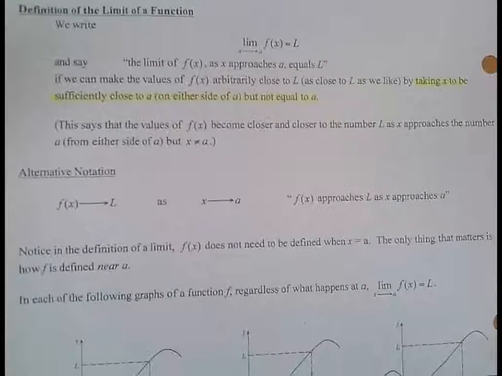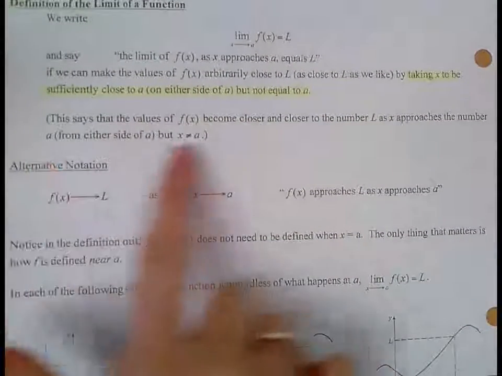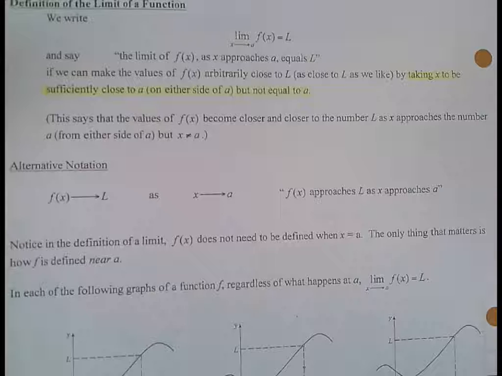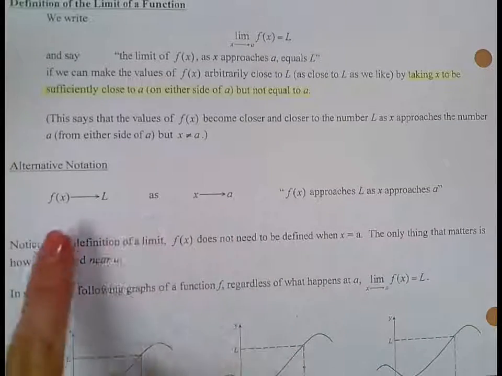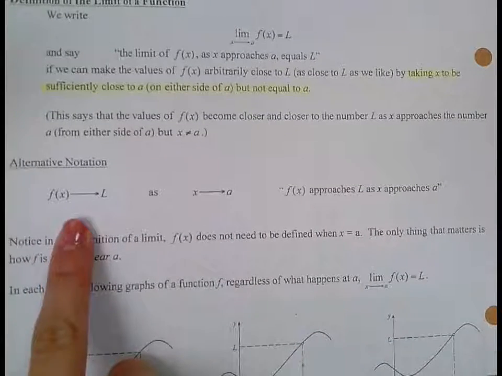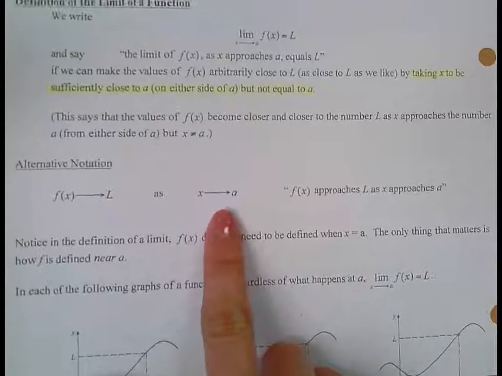Another way to phrase it, underneath there it says, the values of f of x become closer and closer to the number L as x approaches the number a from either side of a, but when x is not equal to a. So that's, I guess, a more friendly way to say what was above. Their definitions can get kind of wordy. And this is alternative notation as well, which shows f of x, or your y values, approach L as your x values approach a.